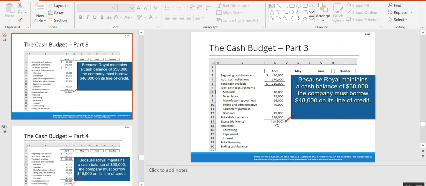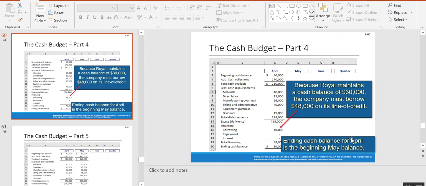So now we've got a deficit of $18,000 that we need to cover. So we're going to go into borrowing, and we're going to consider when we borrow not just the need that we have, this deficit to cover, but we are also going to say we need to have a minimum operating level of $30,000 cash. So we'll borrow $48,000 to cover the $18,000 deficit and the balance of cash that we need to have on hand.